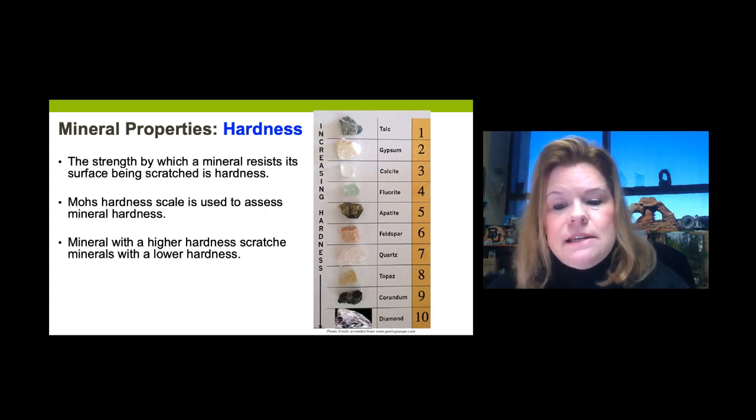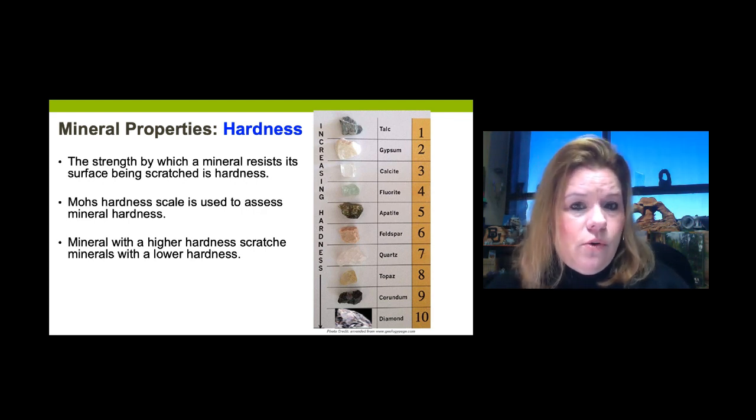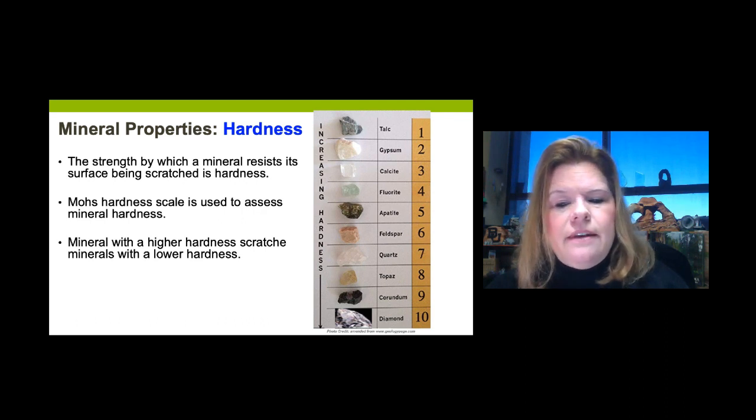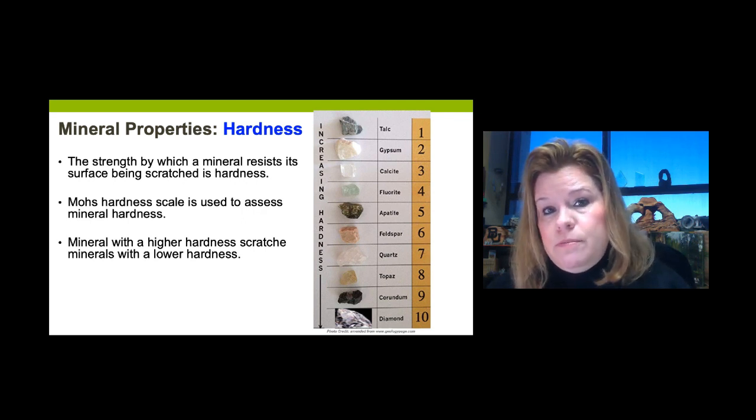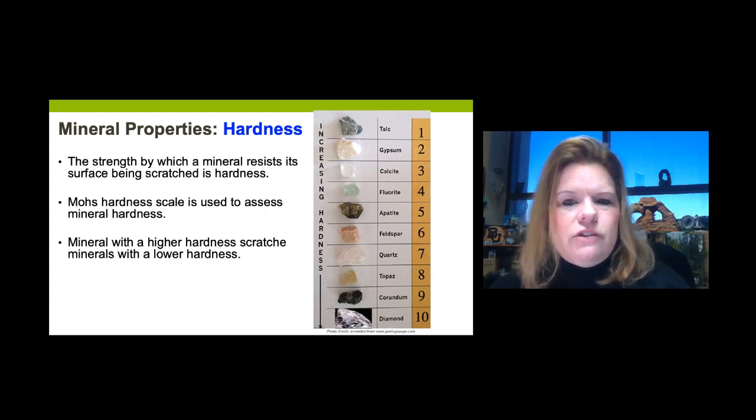Topaz has an 8, so it should be able to scratch quartz of a 7, and topaz would not be scratched by quartz, but it would be scratched by corundum. So you get the gist.